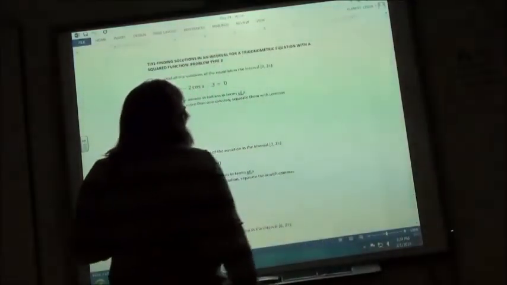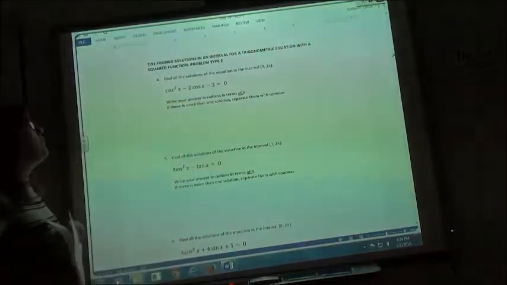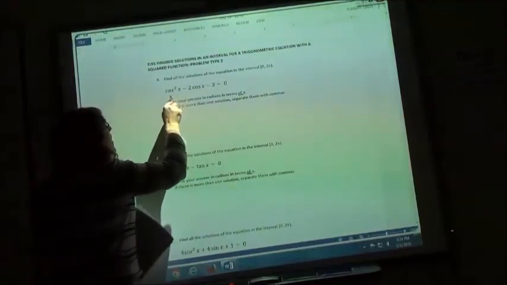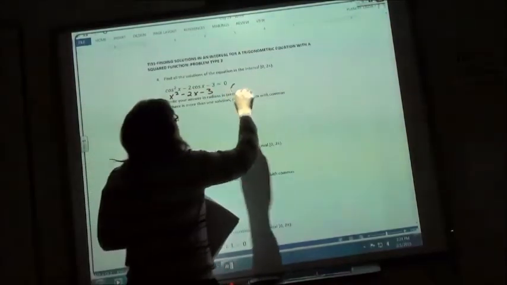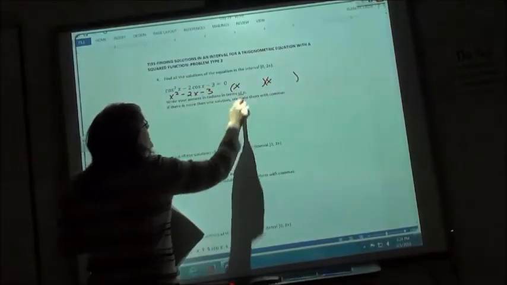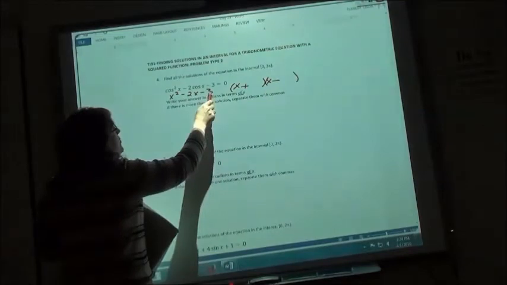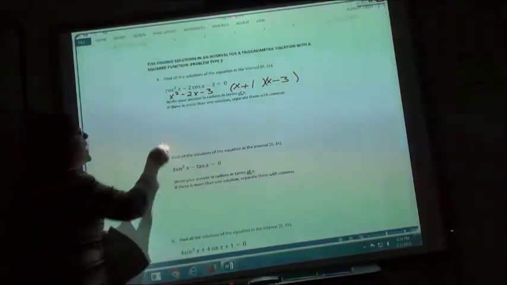For 5 and 6, we are finding solutions in an interval for a trigonometric equation with a squared function again, but this time we want to think about it in the form of a quadratic equation. So if I take out the word cosine, I would have x squared minus 2x minus 3. And I want to think about how I would factor that. So if I'm going to factor that, I would have x and x. Since the end is negative, a plus and a minus. Factors of 3, I'd have to have a minus 3 and a plus 1 to get the minus 2 in the middle. I'm going to replace my x's with cosine of x.